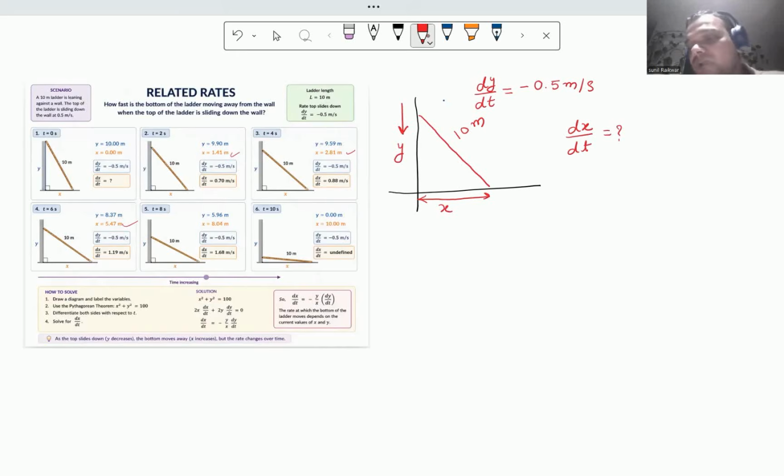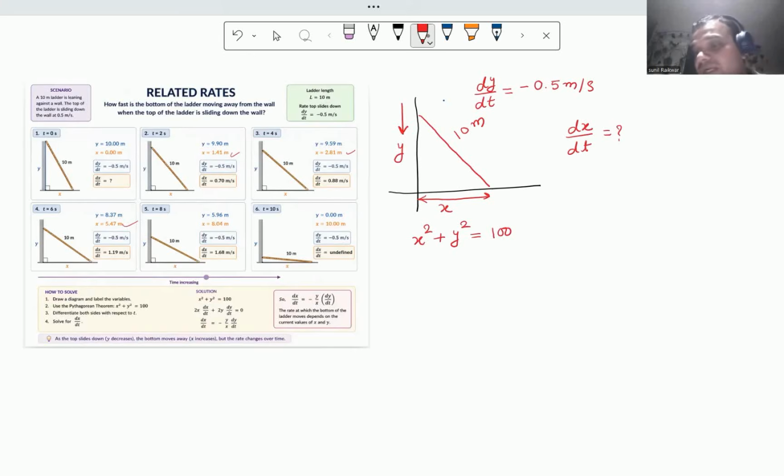First you have to write a relation between x and y. What kind of relation do we have here? You can see this is a right angle triangle, so you can simply use the Pythagorean theorem to write the relation. Here you will get x square plus y square is equal to 10 square, which means 100.